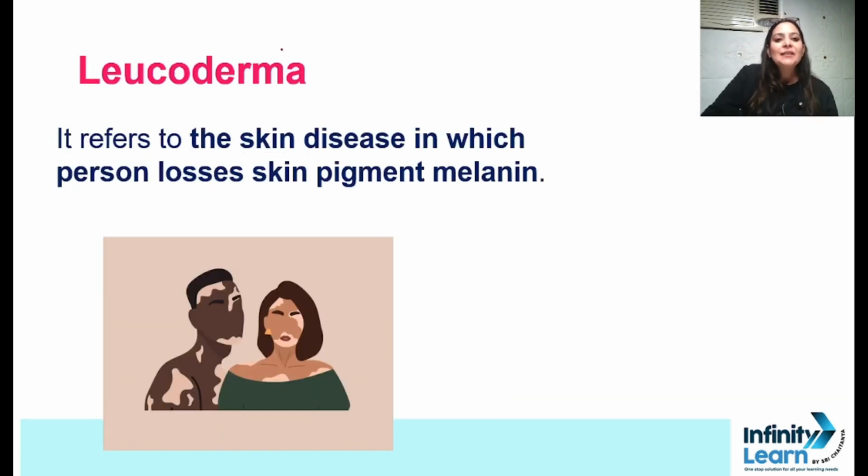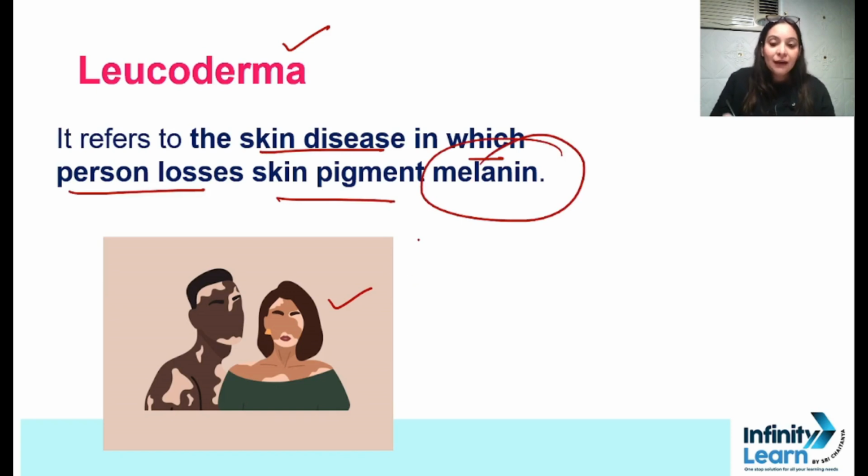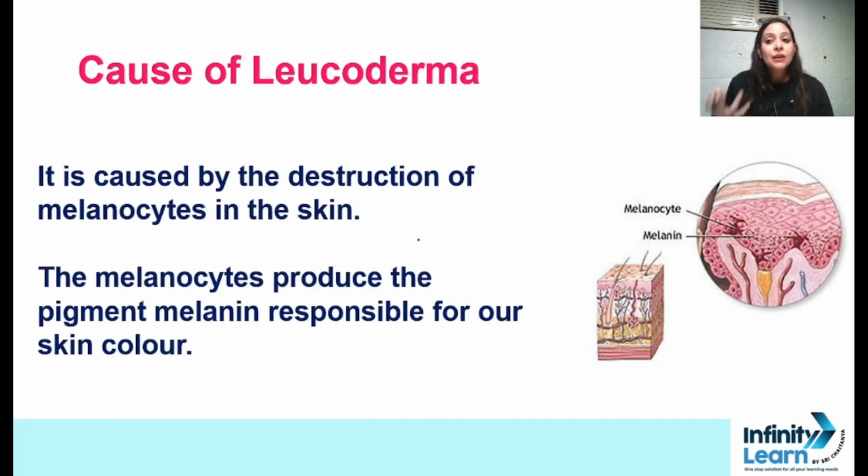Now let's discuss leukoderma. You must have seen a few people with white patches on their skin, maybe on the hand. It can be anywhere on the skin. It refers to a skin disease in which the person loses the skin pigment, that is melanin, right? And this is because of some defect in the melanocytes, because we know that melanocytes are responsible for producing the skin pigment which gives color to the skin, that is melanin.